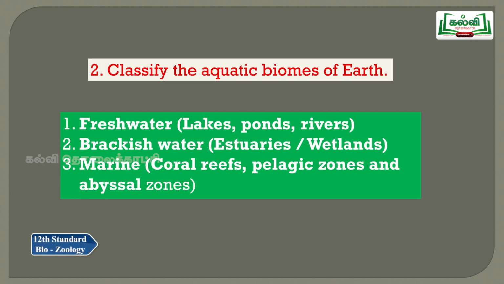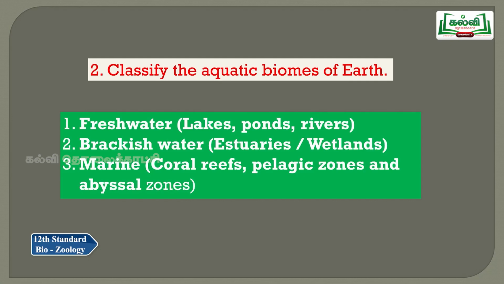Next question, classify the aquatic biomes of earth. So, you have 3 points and you have to write the examples of that. The first one is freshwater, lakes, ponds and rivers, the second one is brackish water, estuaries and wetlands, and the third one is marine, that is coral reefs, pelagic zones and abyssal zones. So, these are the 3 points you have to write, and if you mention the examples of that, you will get 3 marks for that.